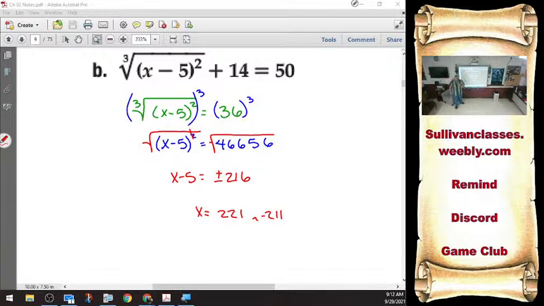Yeah. So why do you have to square root it? Couldn't you just solve it? Okay. Now, let's come back to math.